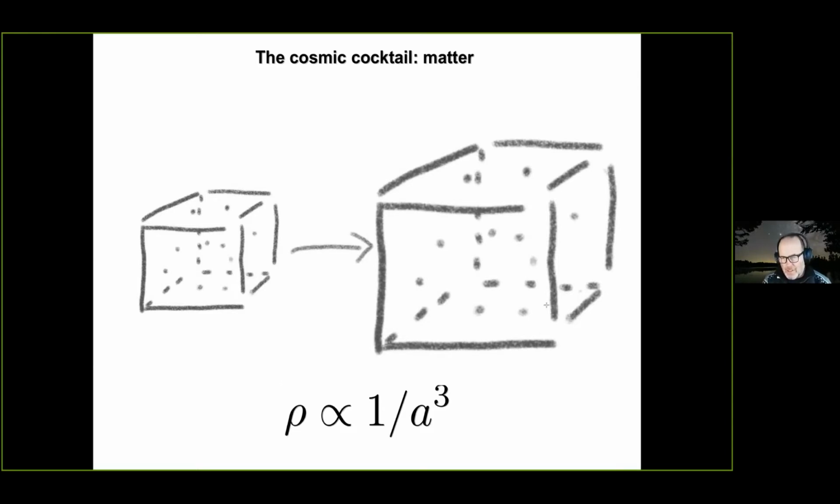that the energy density of the material inside that box scales as the inverse of the volume of the box. As the box gets bigger, the energy density decreases because the matter inside of it is diluted proportional to the volume of the box. So the energy density goes as 1 over the scale factor cubed, which is a factor of 1 over the volume of this box.